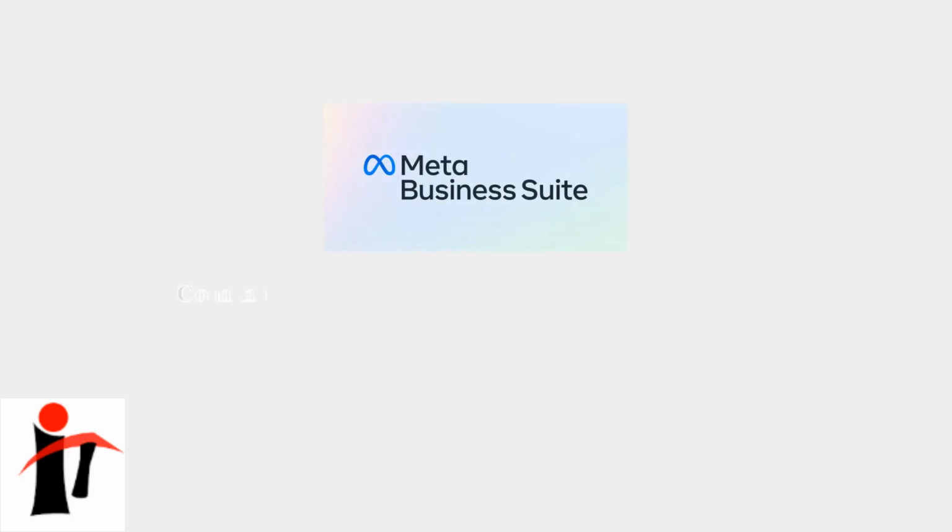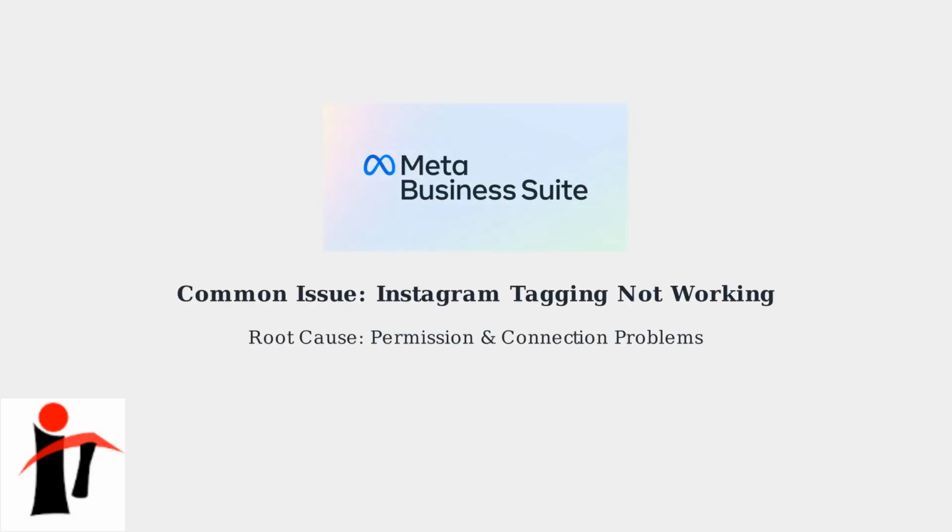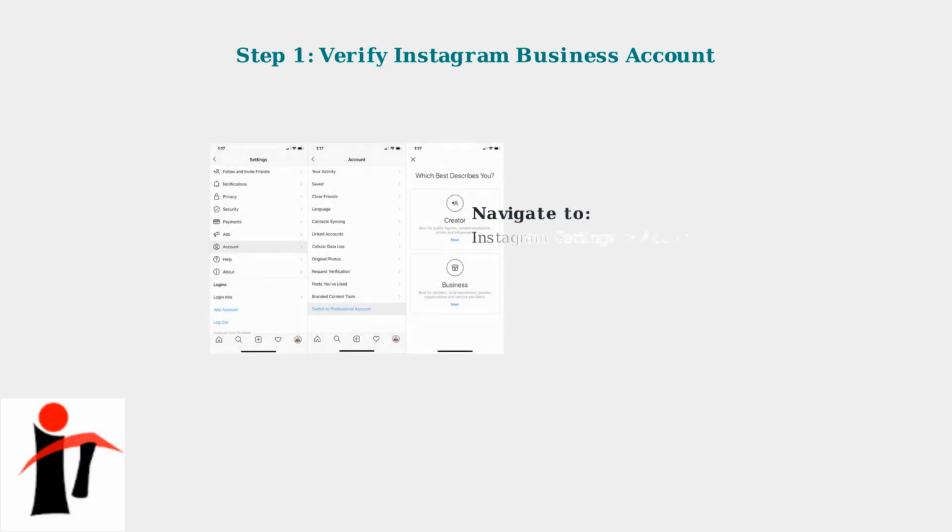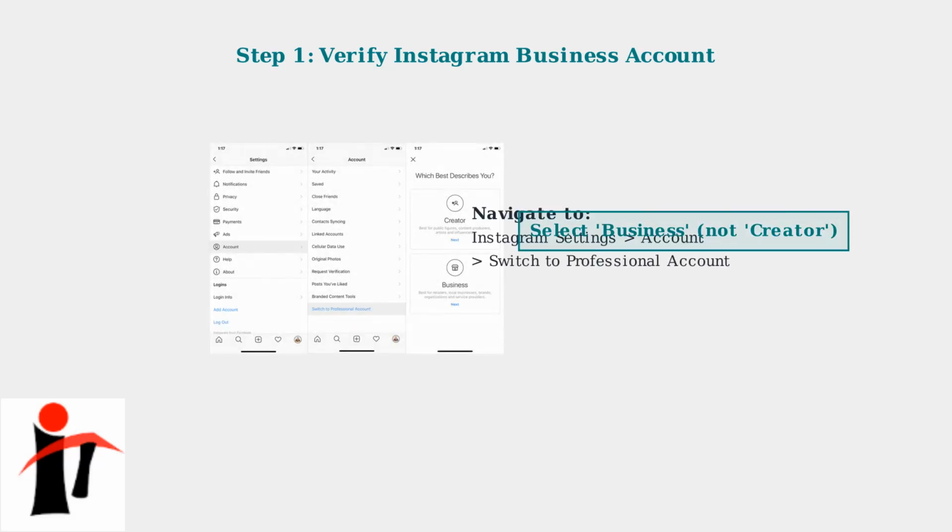Meta Business Suite Instagram tagging issues are among the most frequently reported problems by businesses and content creators. These issues typically stem from permission and connection problems between Facebook pages and Instagram business accounts. Step 1. Ensure your Instagram account is set up as a business account, not a personal or creator account.